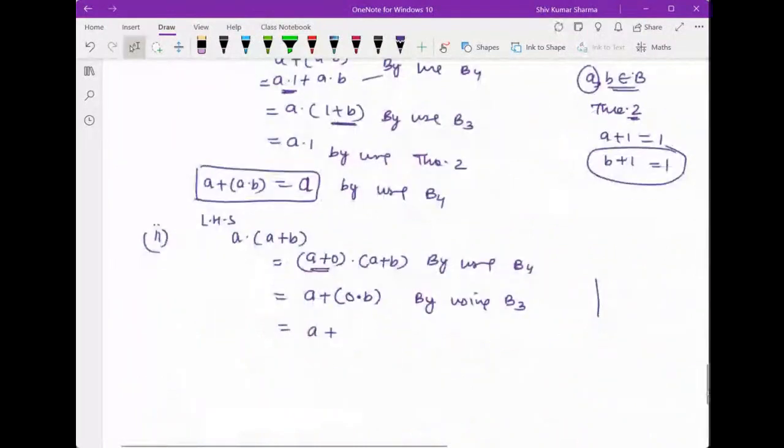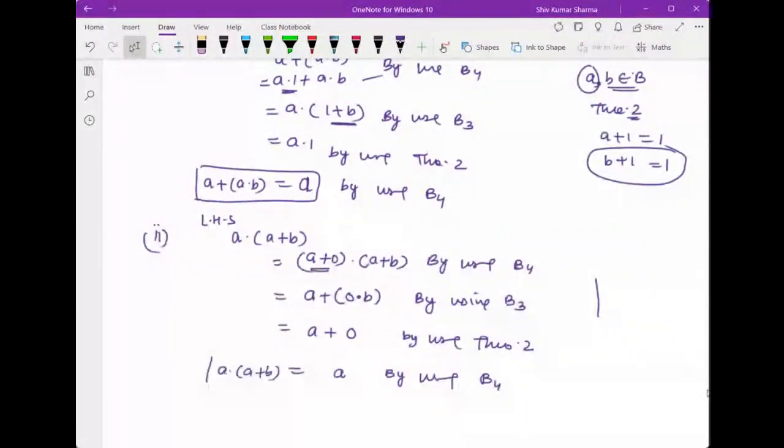So this we can write as a plus 0 by using theorem 2, and a plus 0 equal to a by using B4. So these are the theorems, and now we take the last theorem.